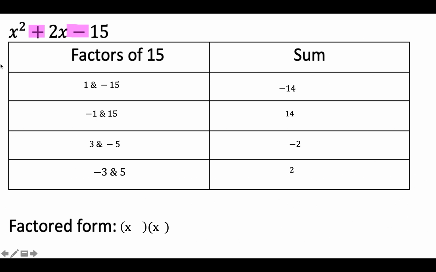Positive 2. So now let's look at this list of 4 factors here and figure out which of these add up to the positive 2. No. No. Yes. So negative 3 and positive 5 gave us the sum of 2. So what we're going to do now is just fill those into the parentheses. So it's x minus 3 times x plus 5.